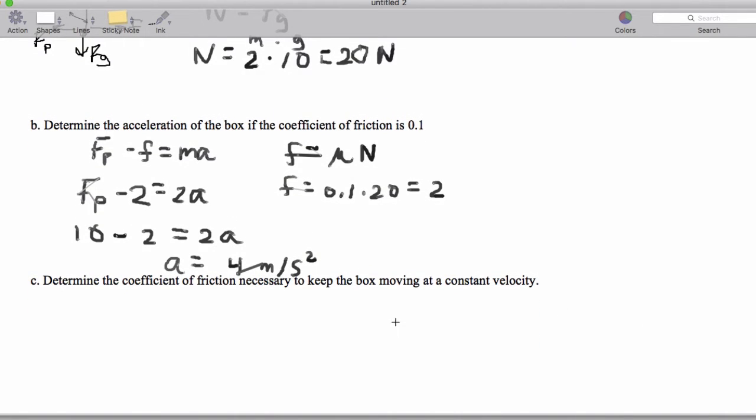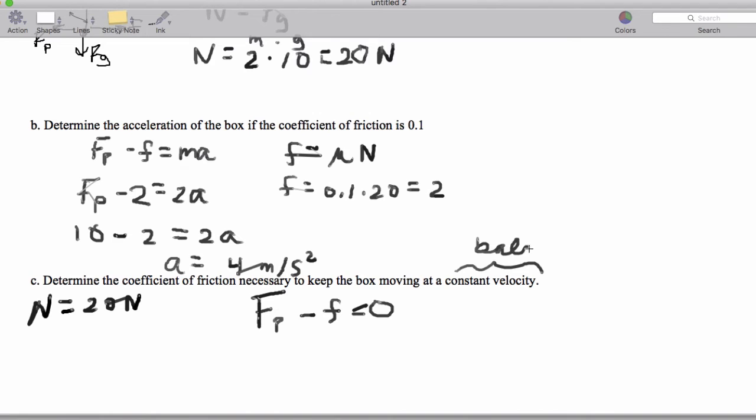Now the coefficient necessary to keep the box moving at constant velocity. Well, we already know the normal force is going to be 20 newtons. That we got from before. Now we know F push. So to keep it moving at constant velocity, so normal is 20. Now, the pushing force minus the friction, well, if we're at constant velocity, they balance. So pushing force minus friction equals 0. We have a 10 Newton force fighting a friction that balances. So what we end up getting is that the friction force is 10.